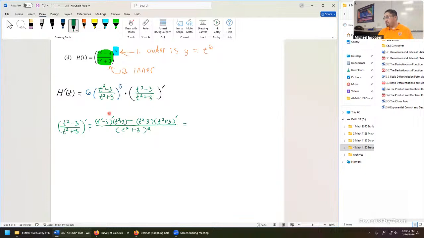On the next step, where the red dot is, that derivative is just a 2 times t. They'll multiply t squared plus 3, subtract t squared minus 3 multiplied by the next derivative, clear over here. That's just another 2 times t, so I'll put down a 2t here. Then divide by t squared plus 3 to power 2. And it just keeps on going.